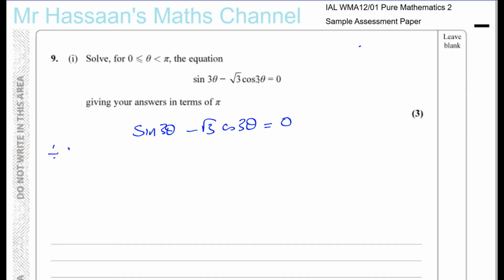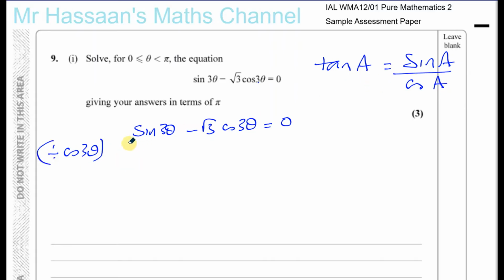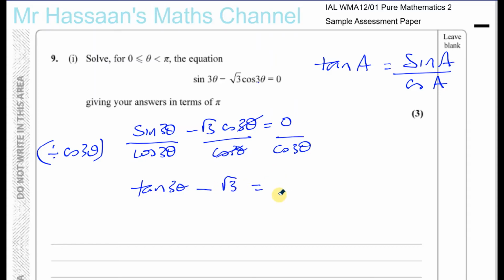So, dividing by cosine 3 theta, I'm using a very important identity: tan of an angle, say tan of A, is equal to the sine of the same angle over the cosine of the same angle. That's a very important identity. So if I divide the whole equation by cosine 3 theta, this now becomes the tangent of 3 theta. The cosines cancel out here, so you're left with minus root 3 is equal to 0, because 0 divided by anything stays 0. So now I'm left with just one trig ratio, tan 3 theta.